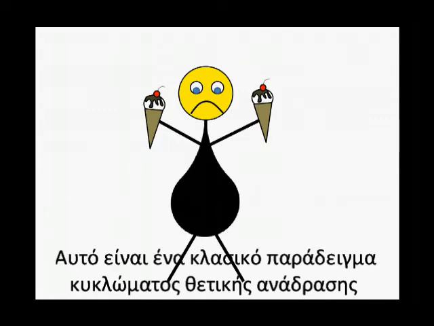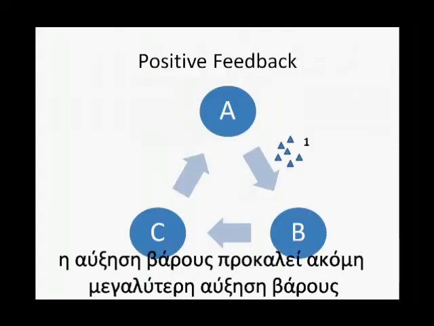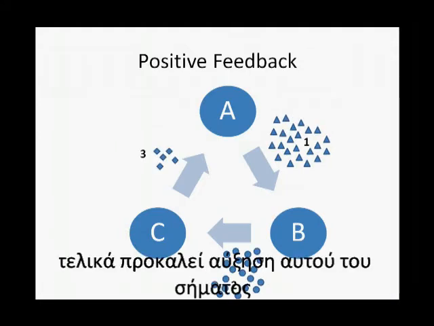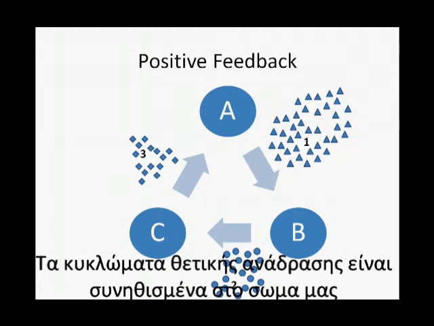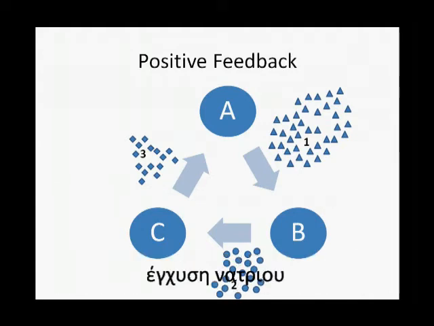Weight gain is triggering even greater weight gain through a series of related steps. In this and every positive feedback loop, the presence of a given signal eventually leads to the increase of that same signal. Simple examples of positive feedback are common in our bodies. In nerve cells, for example, influx of small amounts of sodium triggers voltage-gated sodium channels to open up, which in turn allows even more sodium to enter the cell.